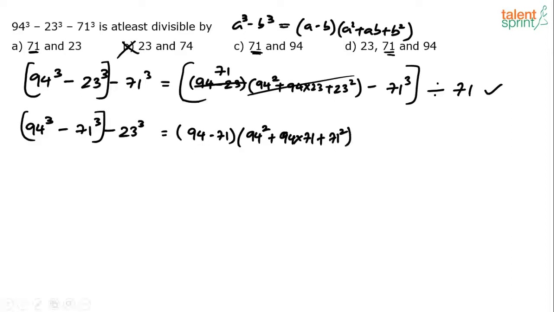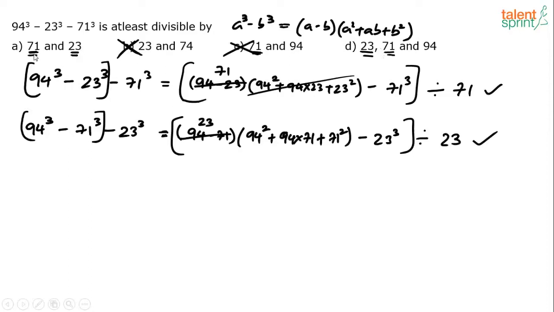If you have understood the concept, you don't have to actually write this. You will understand that 94 minus 71 results in 23, minus 23 cube. So this is 23 multiplied by something, and this is also 23 multiplied by 23 multiplied by 23. So both the terms are divisible by 23. So the overall result will always be divisible by 23. So 71 and 23. Here, this is anyway eliminated. Here 23 we don't have, so option C is eliminated. Option D also has 23.